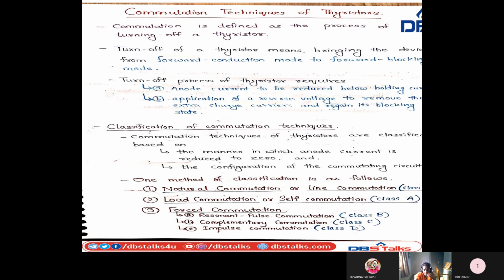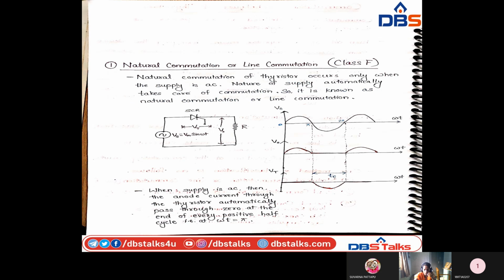Natural commutation or line commutation is also called class F commutation. Load commutation or self commutation is called class A commutation. And in forced commutation we have class B commutation, class C commutation, and class D commutation. Okay. So we are first discussing natural commutation or line commutation, which is also called class F commutation.